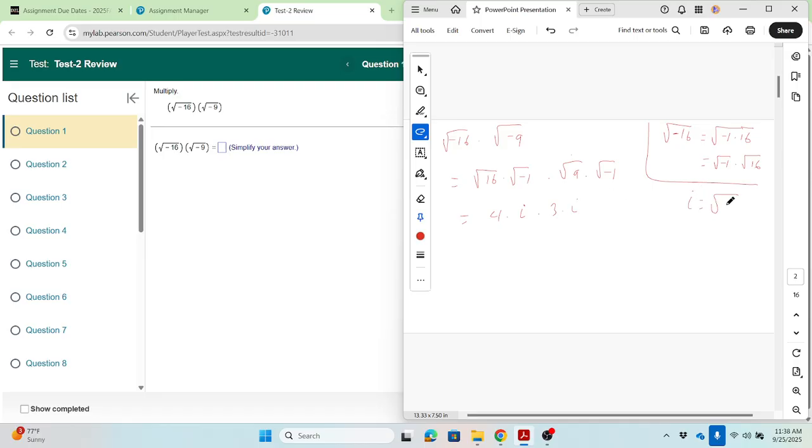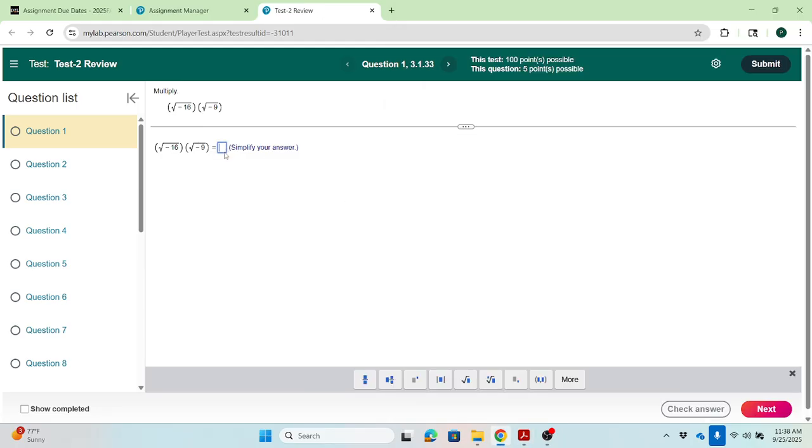i means square root of negative 1 and i squared is negative 1. So when you multiply 4 and 3, that is 12, and i times i is i squared, but i squared means negative 1, so negative 1 times 12 is negative 12. So the answer for this question is negative 12.